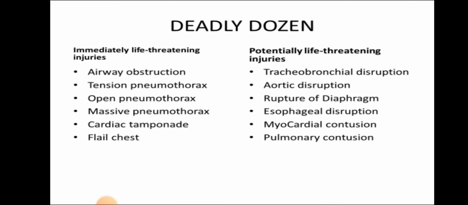In this condition, the patient will be increasingly restless with tachypnea, dyspnea, and distended neck veins. Clinical examination will also reveal tracheal deviation. Treatment to be given is immediate decompression, initially by rapid insertion of a large bore cannula, followed by insertion of a chest tube. That is the treatment to be given.